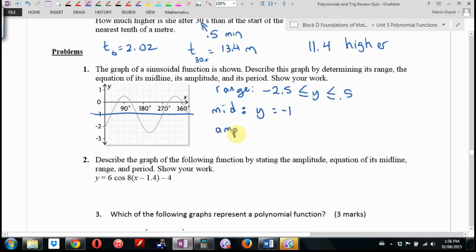Amplitude. Well, the total distance is from negative 2.5 to 0.5. Amplitude is 1.5, I think. Pretty sure. Period. Well, from here to here is one wave. 1, 2, 3, 4, 5, 6, 7, 8 squares. What's one square worth? 30 degrees? I think it's 240 degrees. That's kind of a yucky one.